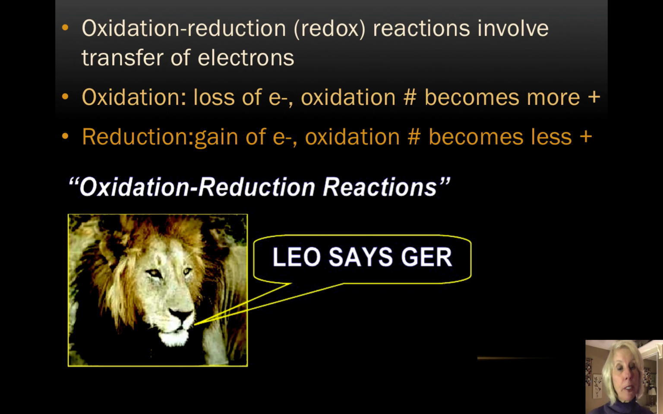Now, I put a little picture down there of Mr. Lion, and Leo the lion says, grr. What does this have to do with redox reactions? Well, this is something I actually learned when I was in high school chemistry. Leo, that's the lion. Leo, loss of electrons is oxidation. Grr, gain of electrons is reduction. So you're going to want to be able to identify reactions as being either oxidation or reduction.